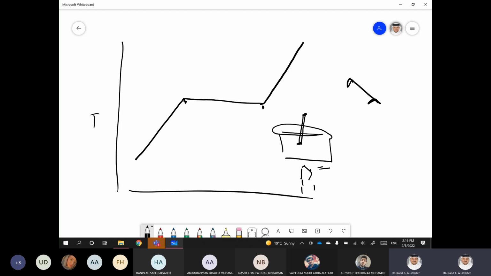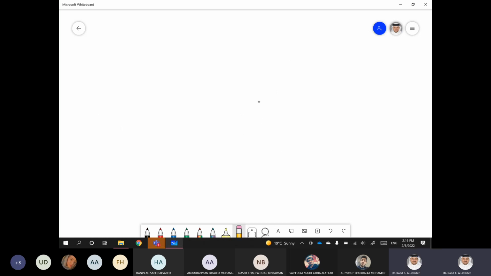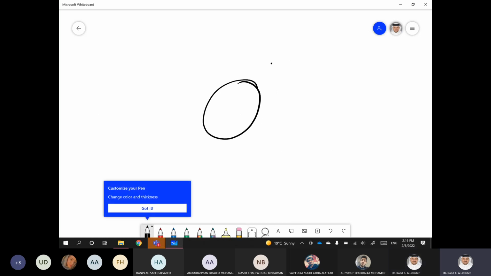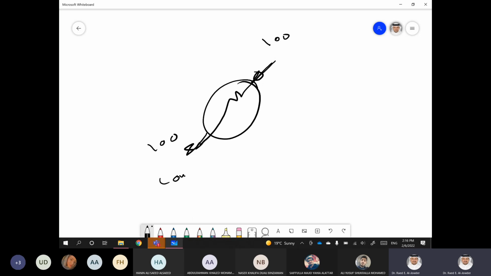For example, if I have the heat exchanger like this, this is the steam in and this is the steam out. If it enters at 100 degrees, if it is saturated steam, it will exit at 100 degrees, but not as steam, as water, or they call it condensate. So the temperature is still constant.